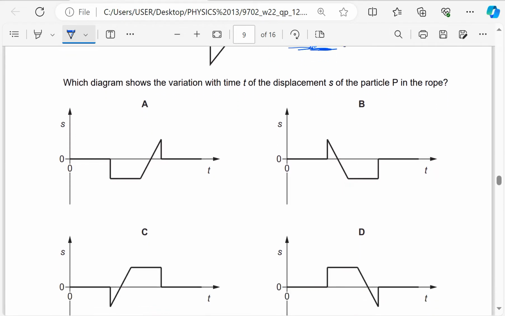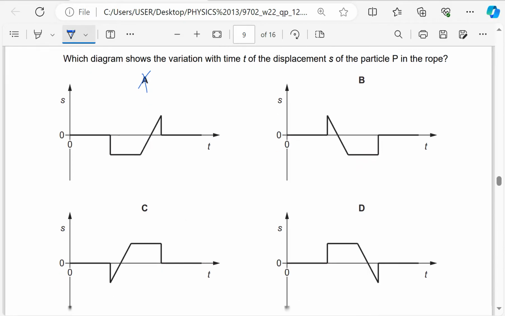So A is out because A is showing that P is first displaced downwards. C is also out because it shows P is first displaced downwards. This part here is disqualifying the graph. So we remain with B and D.